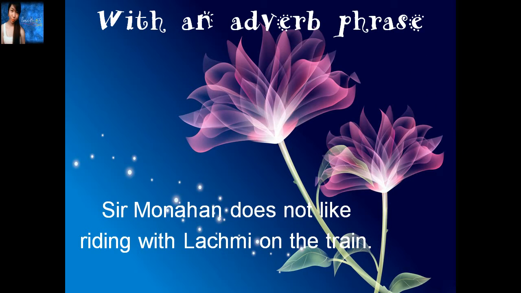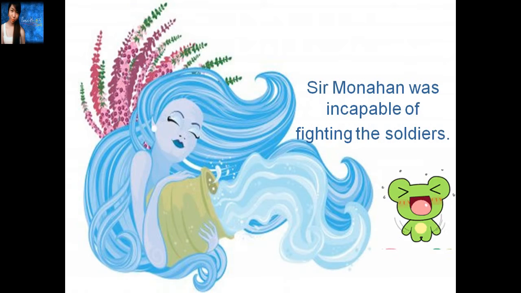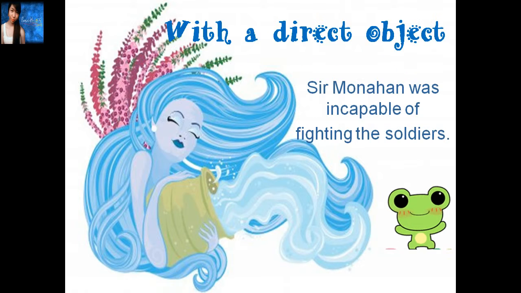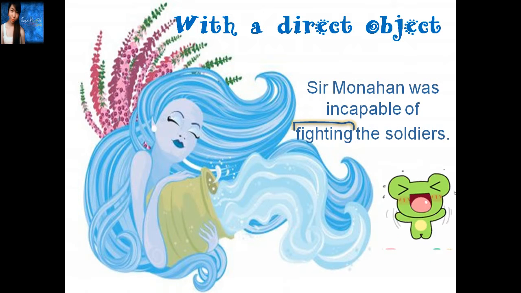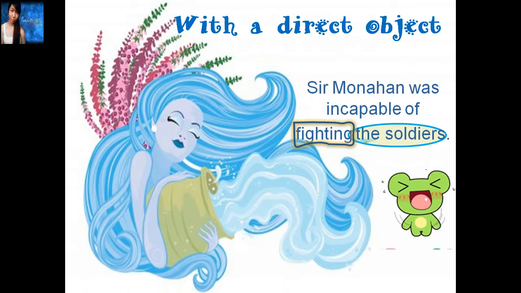Fourth is with an adverb phrase. In our sentence, Sir Monahan does not like riding with Lakme on the train, the gerund phrase is composed of the gerund riding together with an adverb phrase with Lakme on the train. Fifth is with a direct object. Take for example, Sir Monahan was incapable of fighting the soldiers. The gerund fighting added to a direct object, which is the soldiers, makes up the gerund phrase.